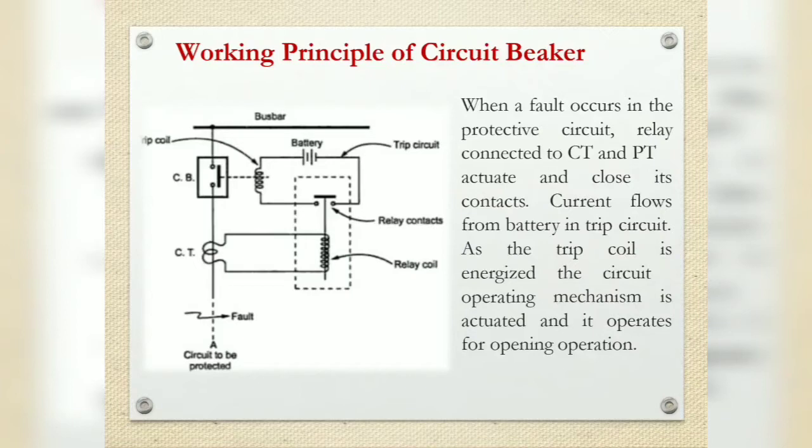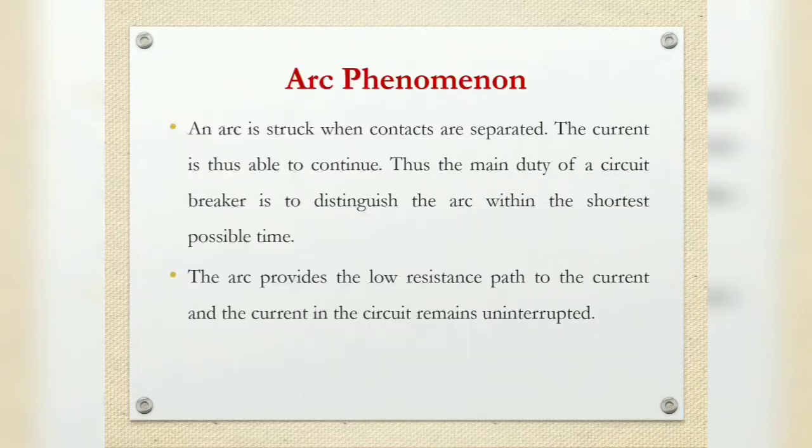Now, in a circuit breaker, the arc phenomenon: an arc is struck between the contacts as they separate. The current is able to continue through it. Thus the main duty of a circuit breaker is to extinguish the arc within the shortest possible time. The arc provides a low resistance path to the current, and the current in the circuit remains uninterrupted.